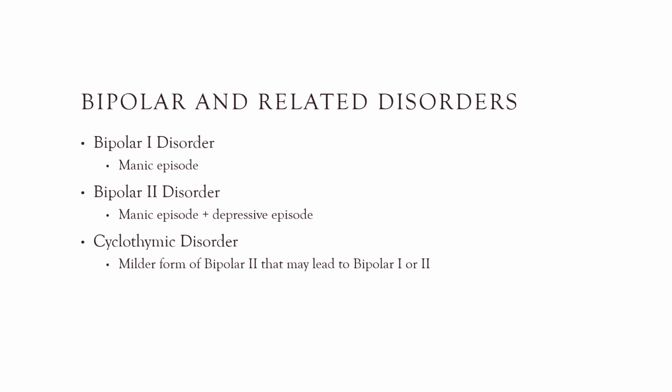Another related disorder is called cyclothymic disorder. It's like a milder form of bipolar 2, where someone has manic episodes and depressive episodes, but they're not as extreme as bipolar 2. Sometimes cyclothymic disorder might be a sign that someone is developing bipolar disorder. So someone with cyclothymic disorder might go on to develop the more extreme versions later.